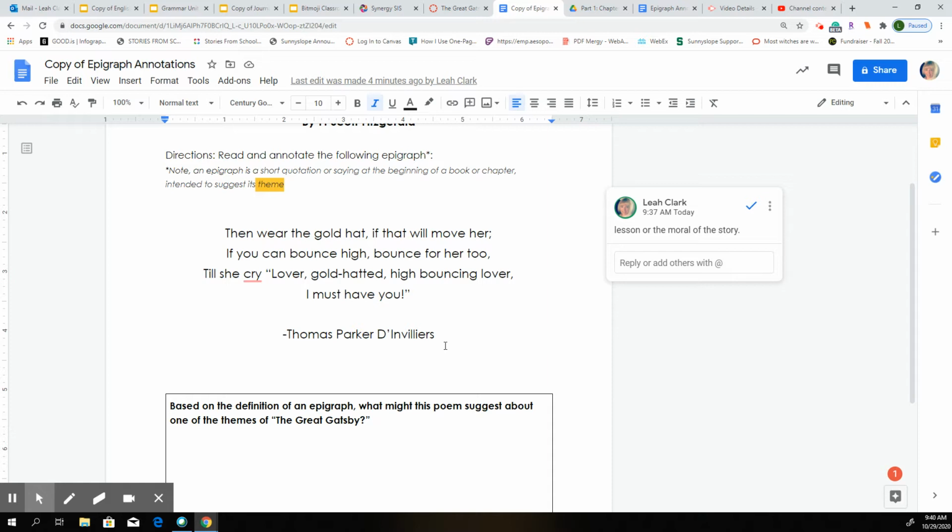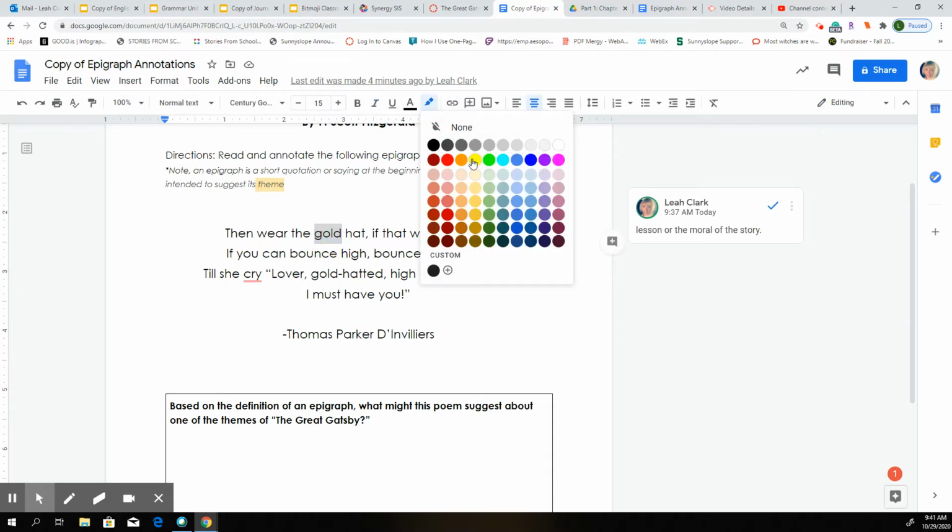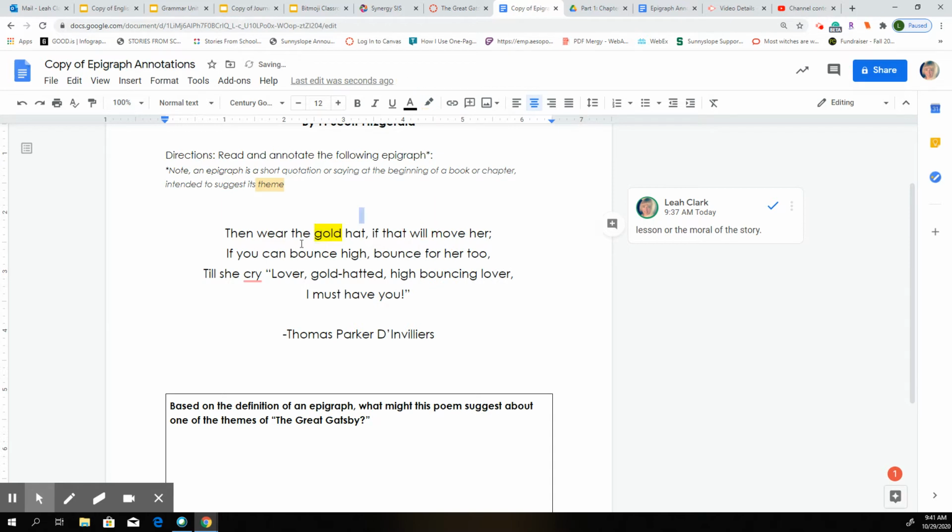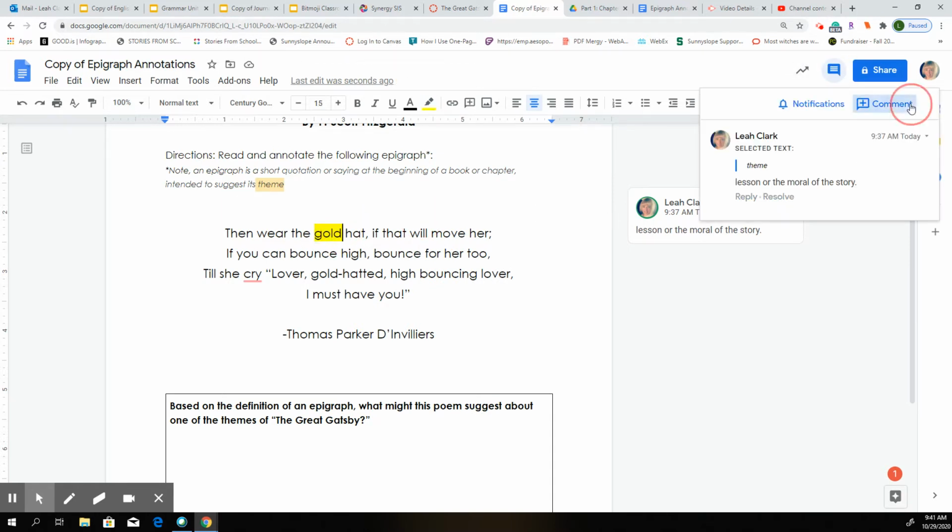Kind of interesting if we think about theme. So let's go back and look at some specific word choices that F. Scott Fitzgerald uses. Then wear the gold hat. I'm going to highlight this word right here, and I'm actually going to highlight it yellow because I think it's just fun to use that color since we're talking about gold. And I'm going to add a little notation over here on the side.